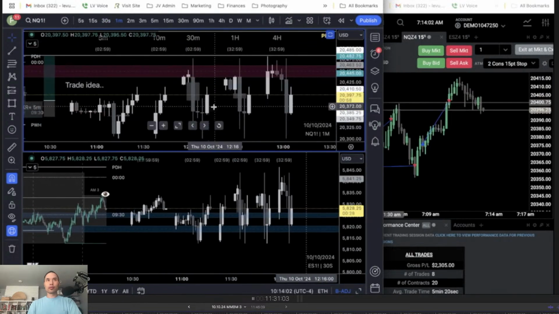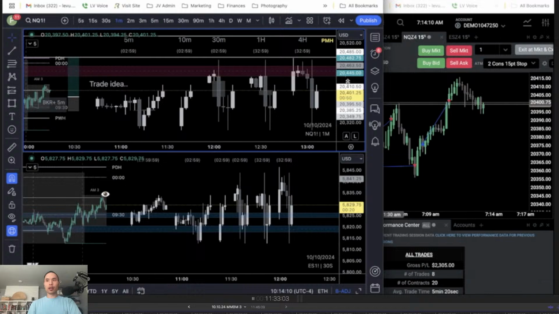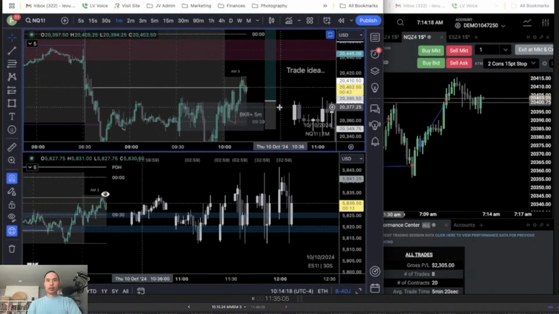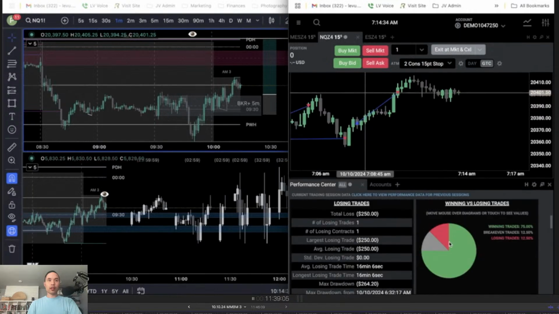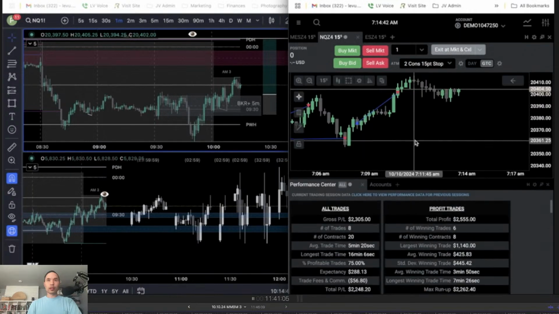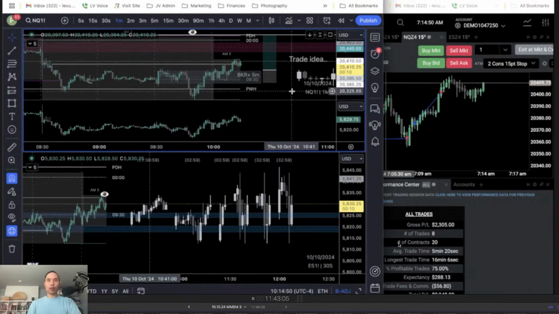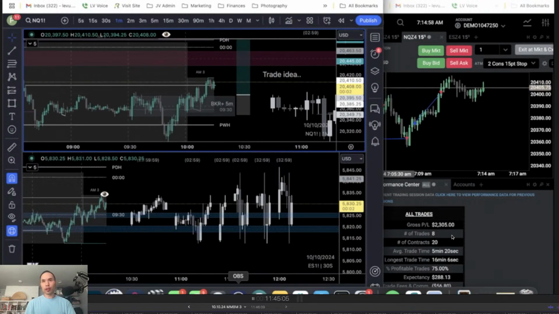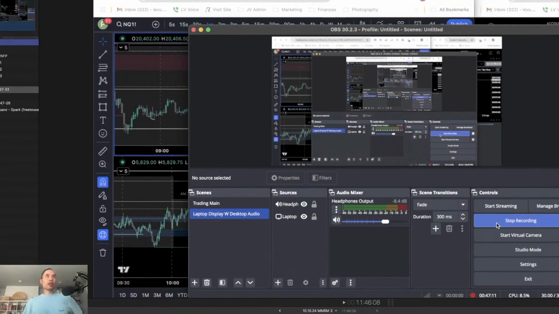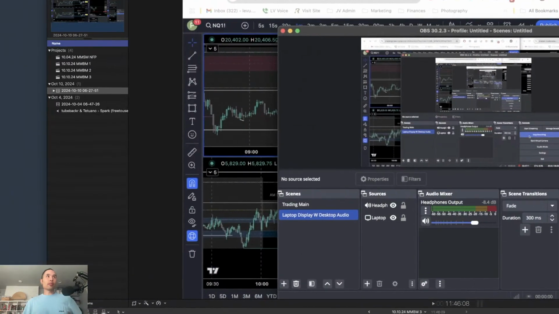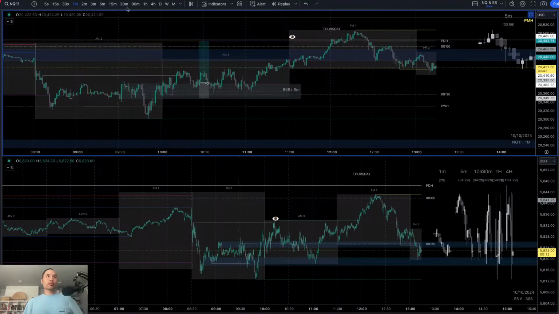Then I'm just analyzing those different candles on the hourly, and I look at my profit. I got one loss of 250, and then my profit is 2,300. So boom, that's done. And what ended up happening was my trade idea did actually work out.